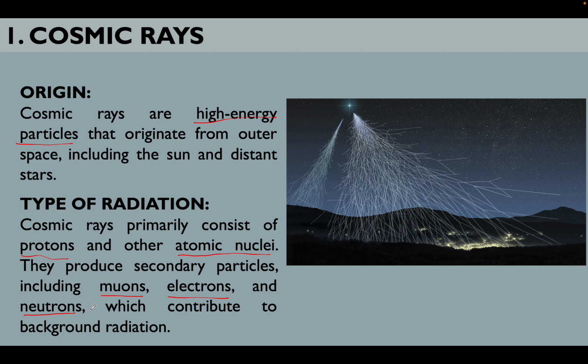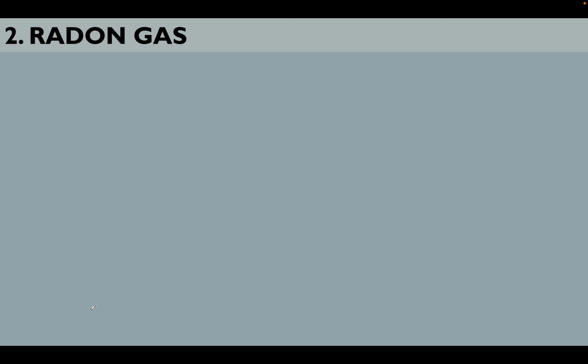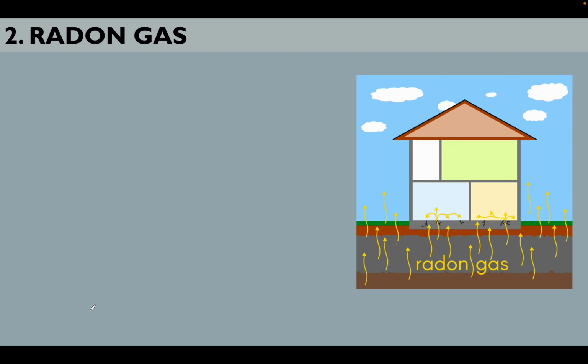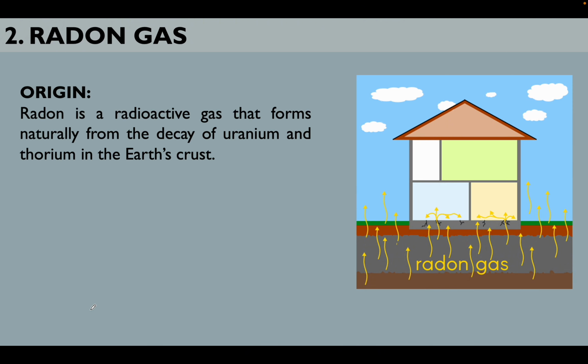Okay, so that is the first one na natural source of radiation. So, cosmic rays. Now, let's go proceed to number 2. So, ang atong number 2 is si radon gas. So, what is the origin of radon gas? Now, radon gas or radon is a radioactive gas that forms naturally from the decay of uranium and thorium in the Earth's crust. So, gikan gid siya sa pinakailalom gid or sa crust sa Earth.